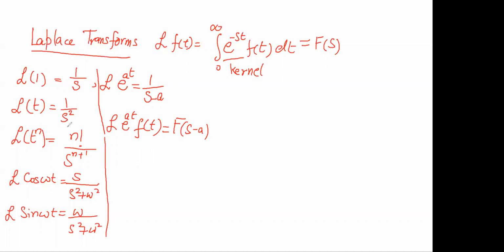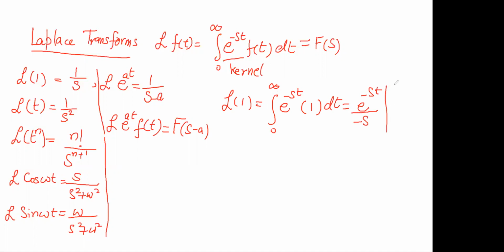So for example, now let's take one of the derivations. We can start from 1. The Laplace transform of 1 will be, by definition, the integral from 0 to infinity of e power minus st, and f of t is just 1, dt. If you take the integral, it will be e power minus st over minus s, and the integration limits are infinity to 0.